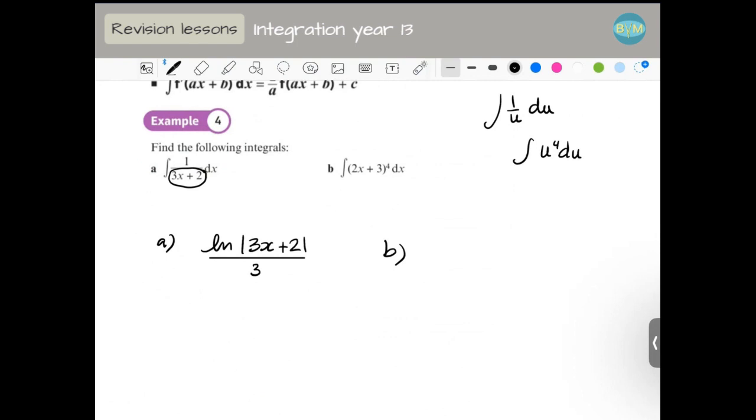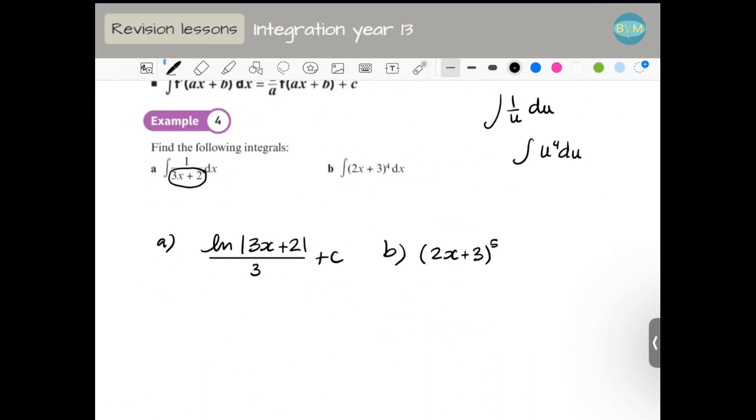Joseph, how can I integrate this one? You have the microphone? Yeah. How do you... So I raise the power, and then so it'd be 1/10 (2x plus 3) to the 5 plus c. Exactly.